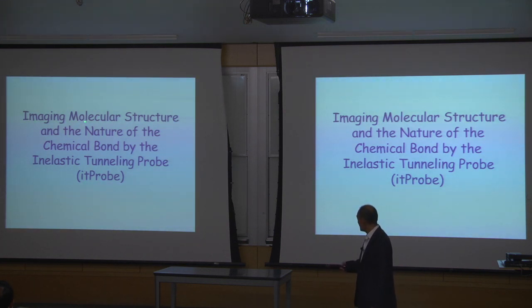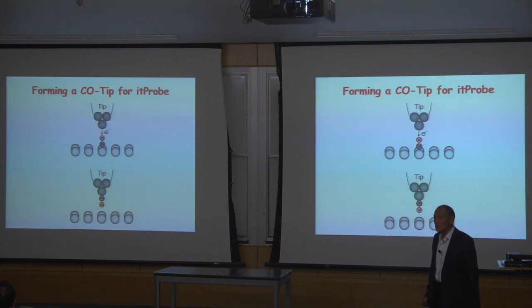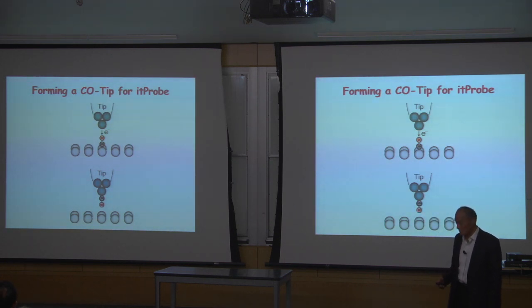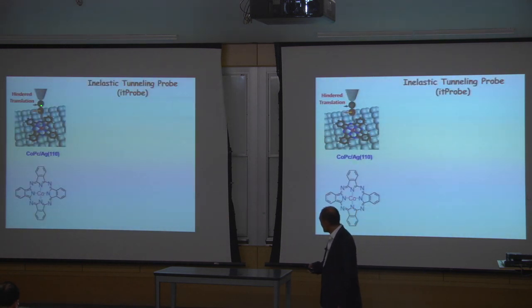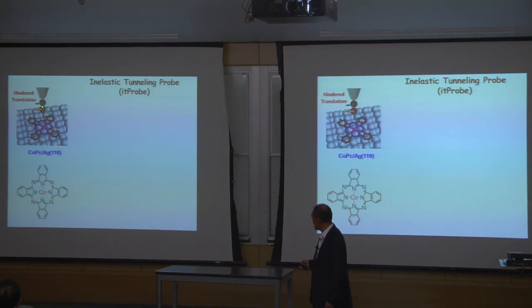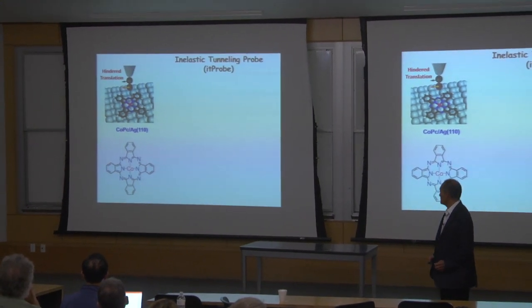With this probe, one can see the molecular structure, the skeletal structure of molecules, and understand the nature of the chemical bonds. To do this, we pick up a CO molecule from the surface. That is, we adsorb a CO molecule first on the surface, and then by appropriate tunneling conditions, we can pick this CO molecule up onto the tip. With this CO molecule on the tip, we can measure this mode here, which is the hindered translational mode, where the carbon and oxygen move parallel in the same direction, parallel to the surface. This mode is the lowest energy mode for a CO molecule on the tip. It's about 2.5 millivolt, which is about 20 wave numbers.